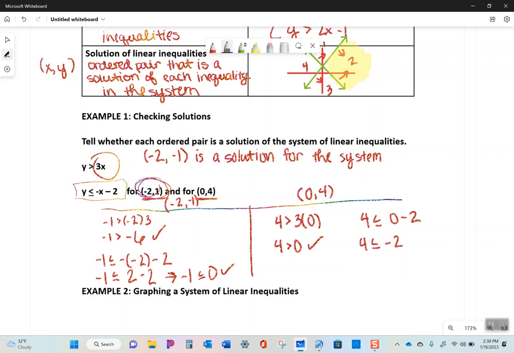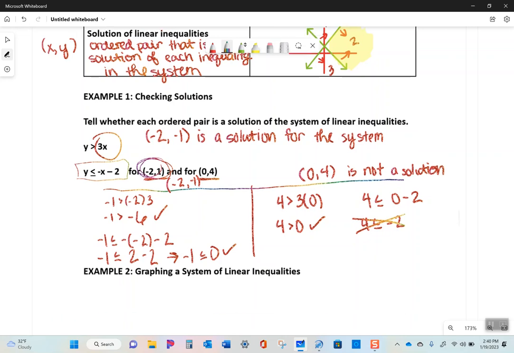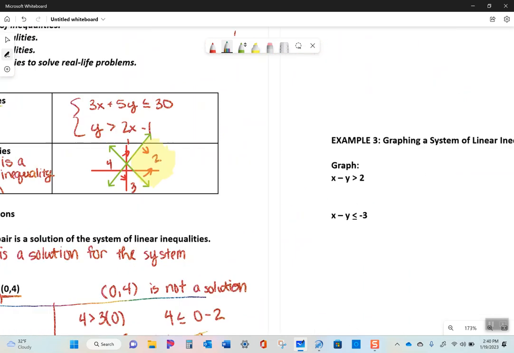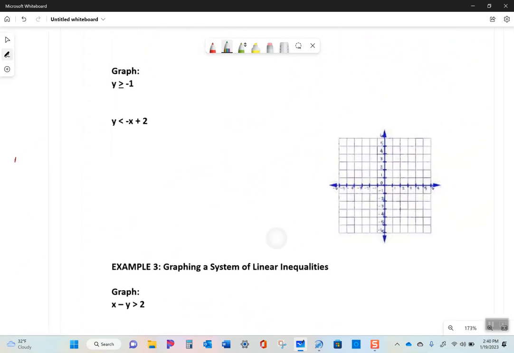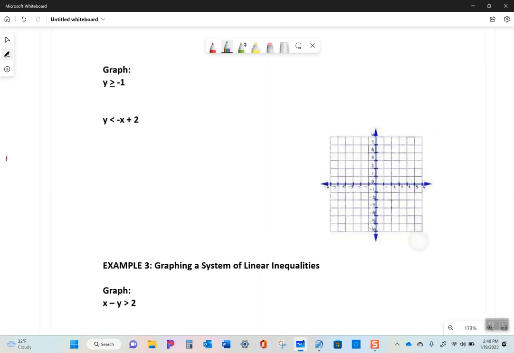Okay, and is that a true statement? Is 4 less than or equal to -2? No. Okay. So that's not true. So what does that mean for our point 0, 4? It's not a solution for the entire system, right? Okay, so I'm going to write is not a solution. Okay, guys, how are we feeling about that? Does that make sense? That's sort of what we were doing in 5.6. But now we're doing it twice and making sure that it works for both.